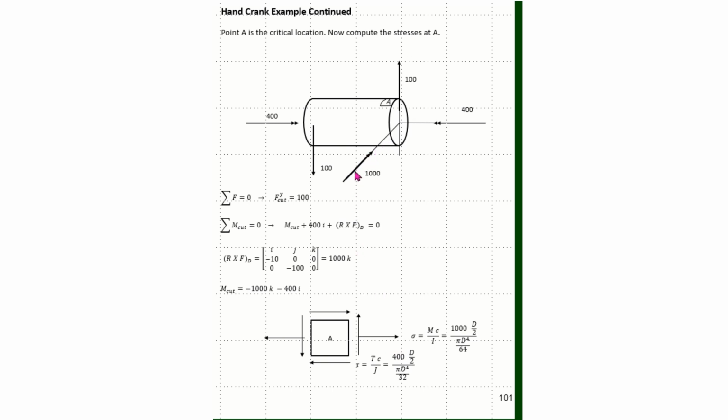Now I have this 1000, and putting my thumb in the direction here and rotating around, I see that my fingers will be coming out of element A and into the bottom, so that will put element A in tension with an MC over I, where the M is 1000. And that accounts for all the loads that act on element A, and so the stresses that act on element A are relatively straightforward.